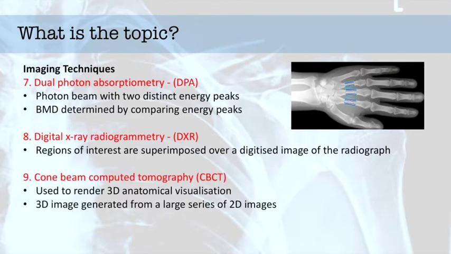In cone beam computed tomography, this is predominantly used to render 3D anatomical visualizations of the teeth, mandible, and surrounding facial skeleton. The 3D image is generated from a large series of 2D images, usually 150 to 200 high-res images in one rotation, and these emanate as a 360-degree spiral beam of X-rays.